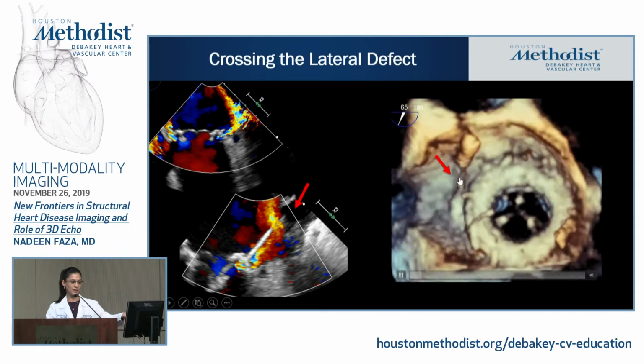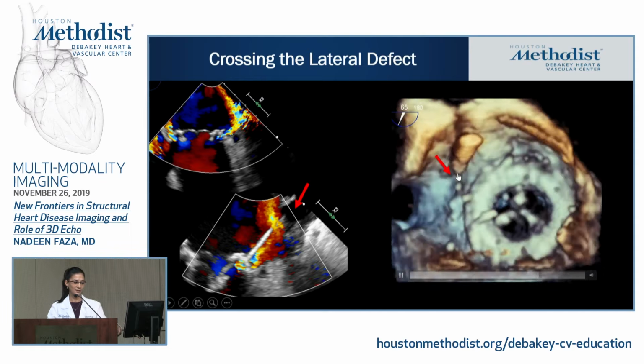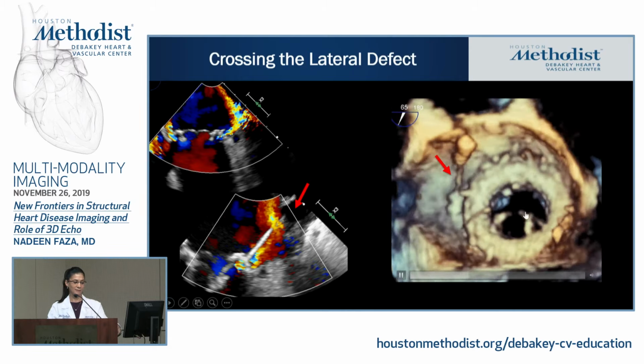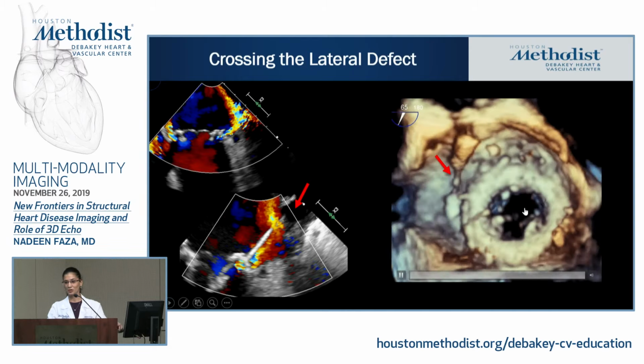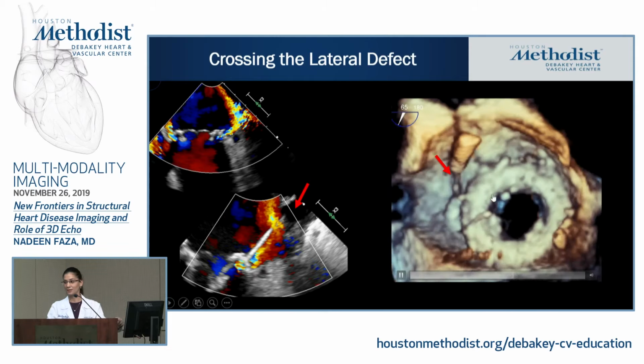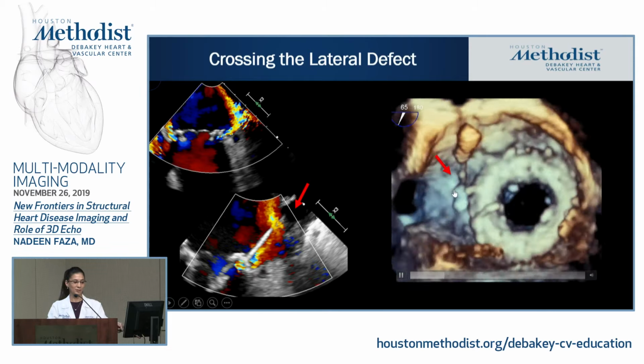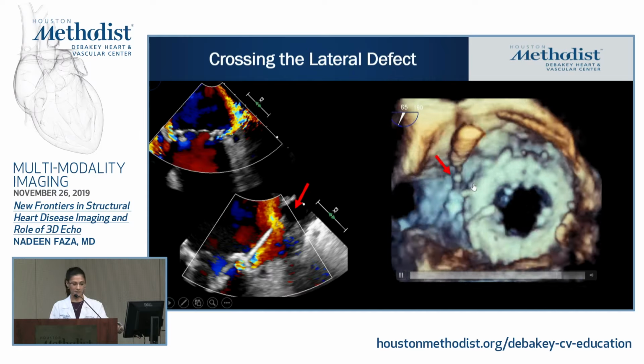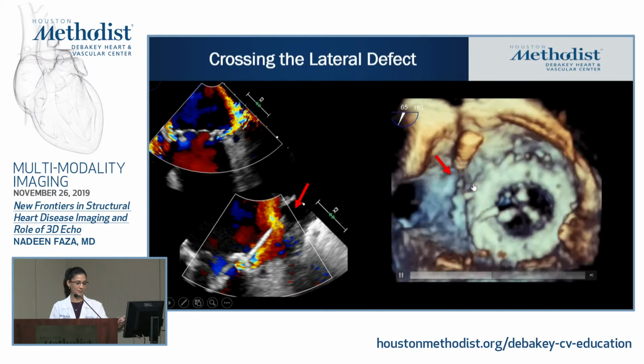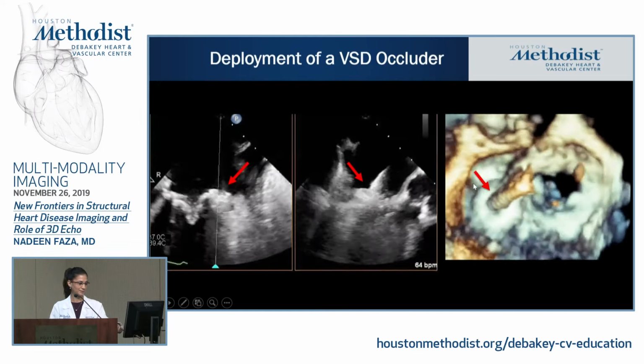You want to make sure that you cross the defect, because sometimes this wire can go inside the prosthetic valve. So you want to make sure you're in the paravalvular space and not in the valvular space, because you want to deploy the plug in the paravalvular space. So here we've crossed the posterior lateral defect.